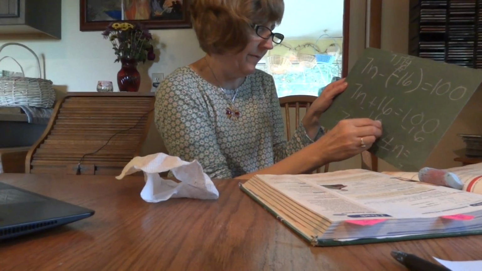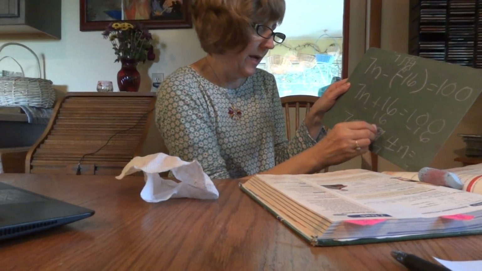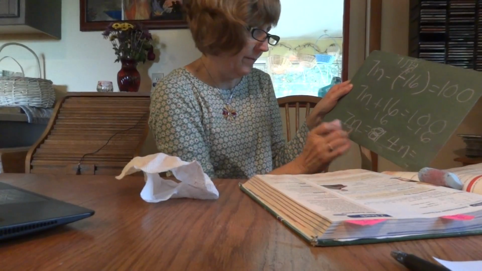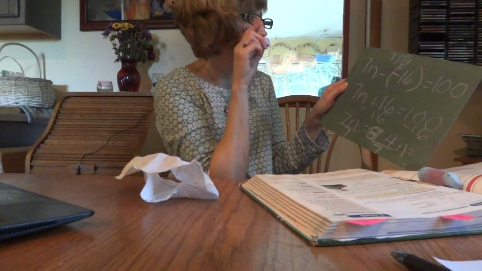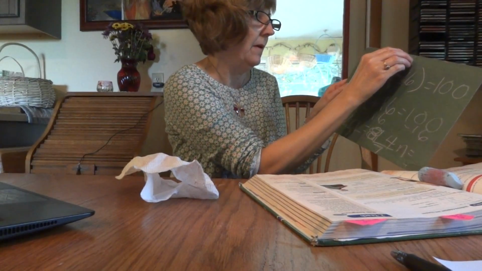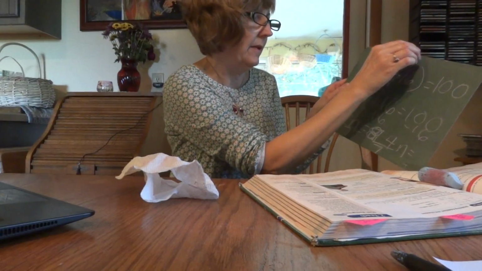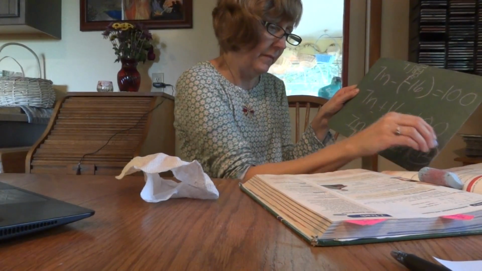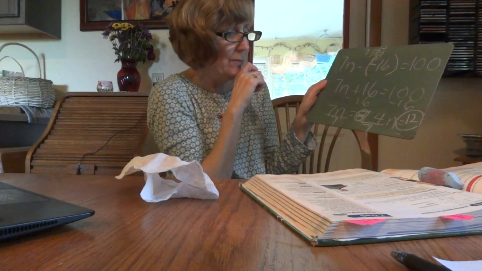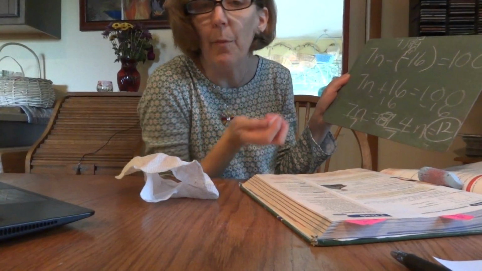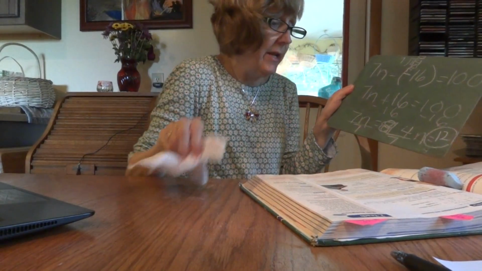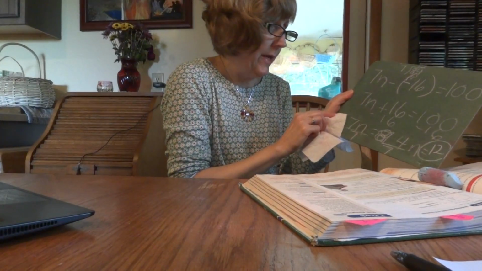Okay, the answer is 84, not 74. I made a mistake there. Subtract by 7. Yeah, so the answer is 12. All right, if it doesn't work out, you know you made a mistake, and you go back and correct, and you check to see if you got the right answer.